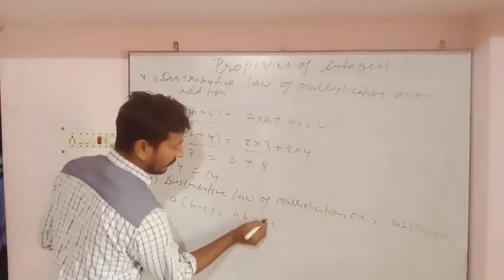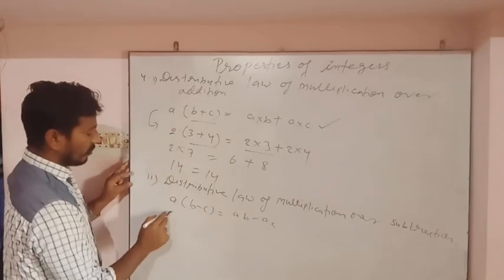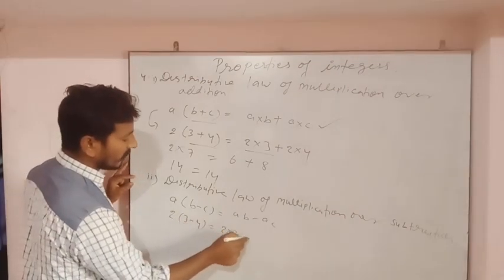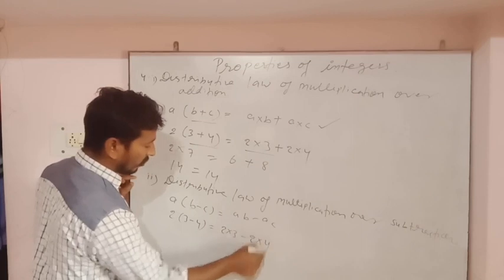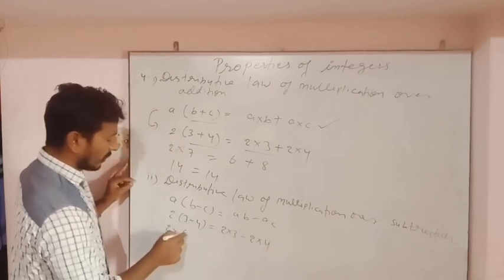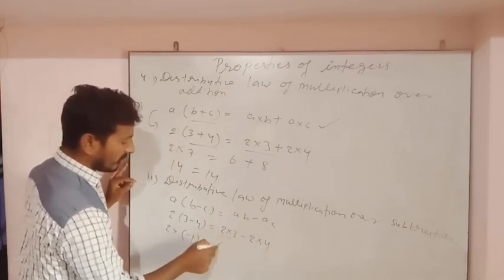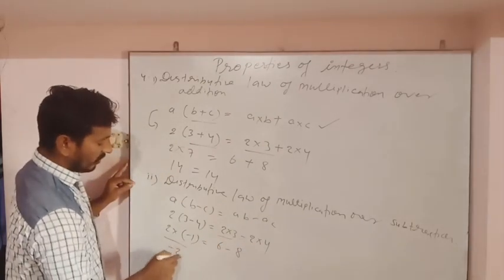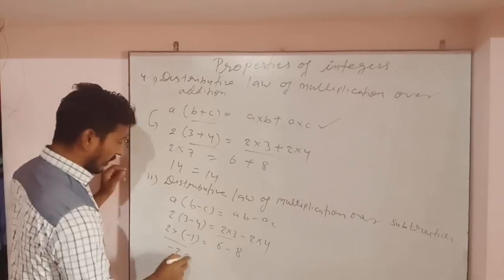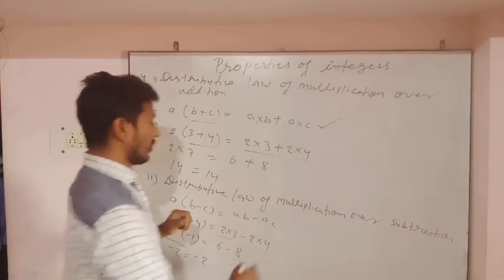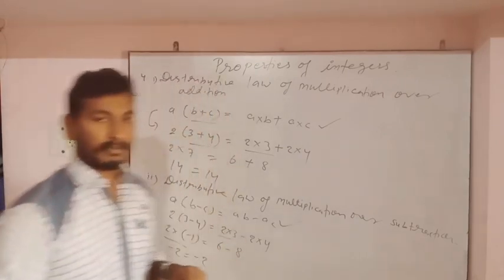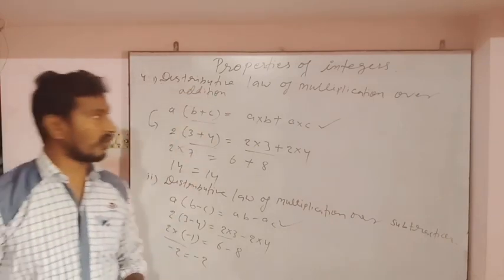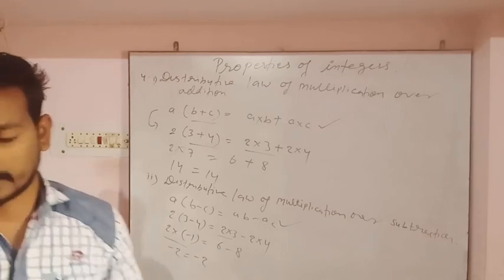Now let's check. Again 2, 3, 4. So 2 into 3 and 2 into 4. Then 2 into 3 minus 4, this gives 6 and this gives 8. Then when we subtract, we get minus 2 and here also minus 2. So this is also going to be correct. So we can say the fourth property as distributive law of multiplication over addition or subtraction.